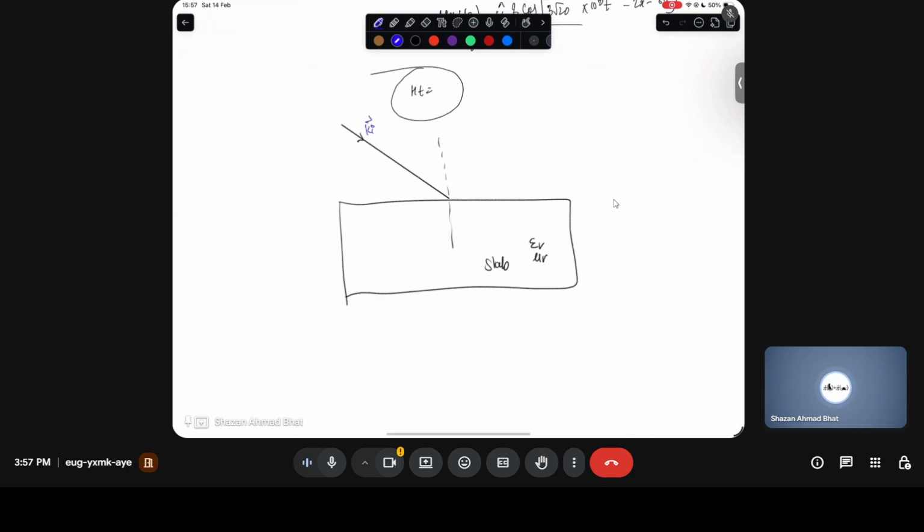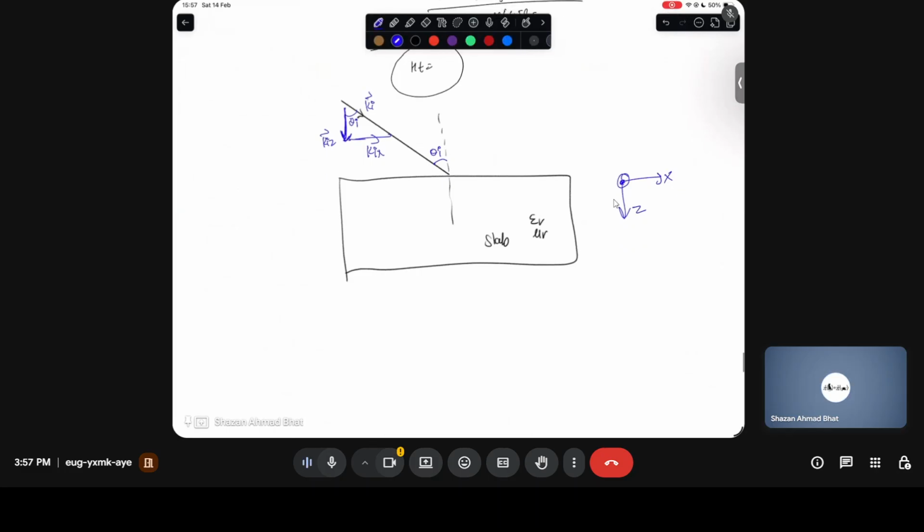Then you can always divide it into two components. You can have a z component. If this is z direction, this is x direction, and the y is going inside, then this will be the k incident of z, and this will be k incident of x, and this will be theta incident angle. Okay, and now you have certain reflections of the wave.